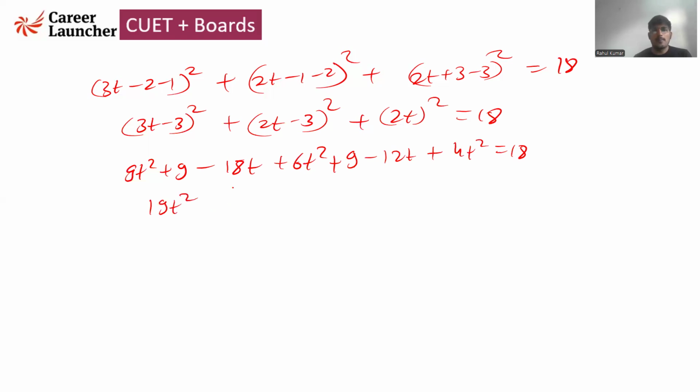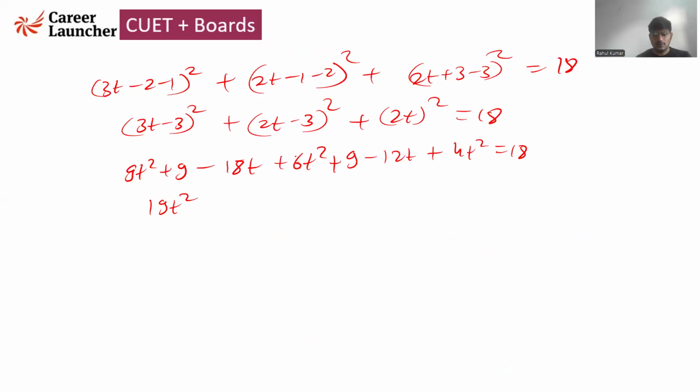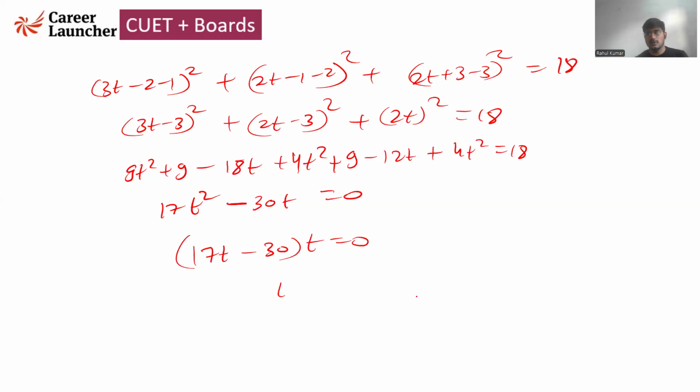Let me check this variable. There is something missing. Okay, got it. So it must be 4, 4, 9, not 6. So 8 plus 9 is 17T square. Now we have the sum of these two numbers, and the last is 17T square minus 30T equals 0, so the value of T is 30 by 17.